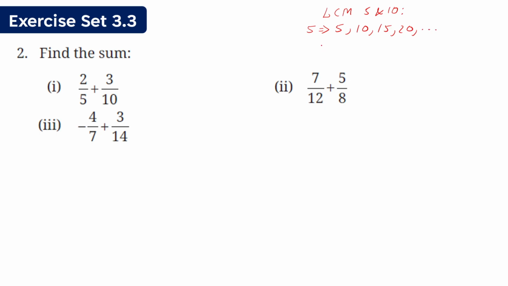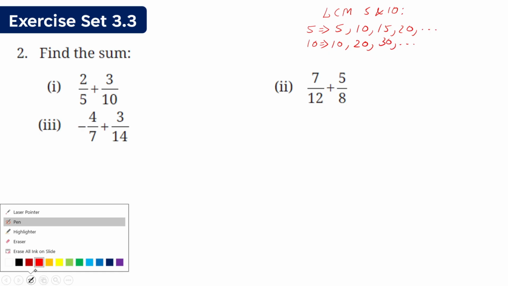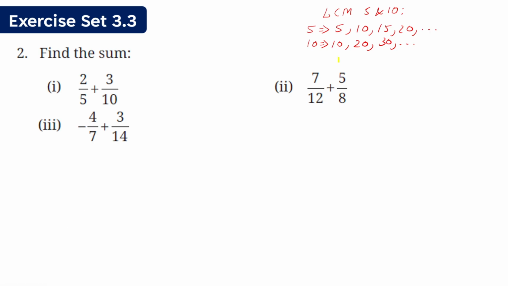Multiples are many, but factors are few. So you shall be getting a non-ending list of multiples. 10 times 1 is 10, 10 times 2 is 20, 10 times 3 is 30, and so on. So now we are to pick the least and the common multiple. So the least common multiple, you could see that it is 10.